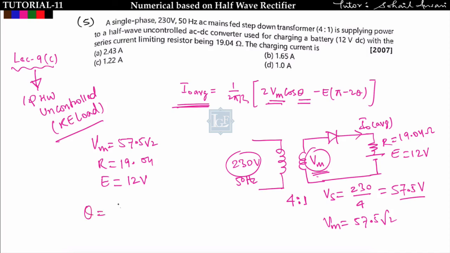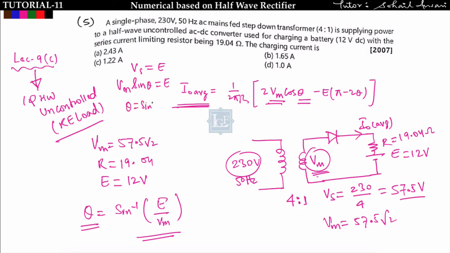For finding theta, theta is equal to sin inverse E by Vm. From where am I getting sin inverse E by Vm? Theta is the angle at which the supply voltage is equal to E. See the waveform of the RE type of load. The supply voltage is Vm sin theta, which is equal to E. So theta will come out to be sin inverse E by Vm, where E is 12 volt and Vm is 57.5 into root 2. In this way you can calculate theta.